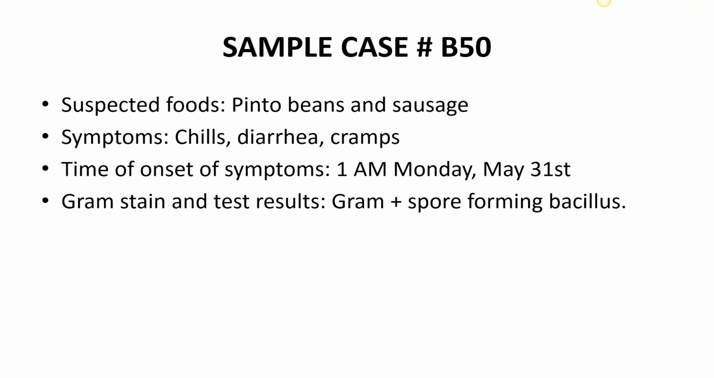We're going to start out with sample case number B50. B50 says the suspected foods are pinto beans and sausage. The symptoms are chills, diarrhea, and cramps. Diarrhea is going to indicate lower GI. Time of onset of symptoms is 1 a.m. Monday, May 31st. We started 1 p.m. Sunday. We're at 1 a.m. Monday. That means we've got 12 hours. And what they came up with is a gram-positive spore-forming bacillus as our possibility.